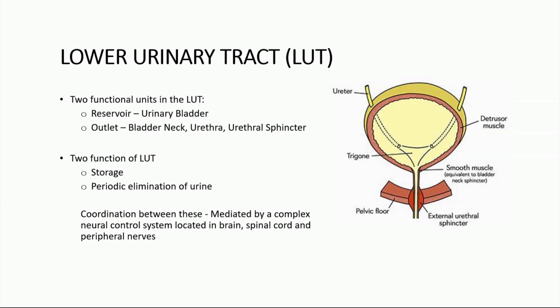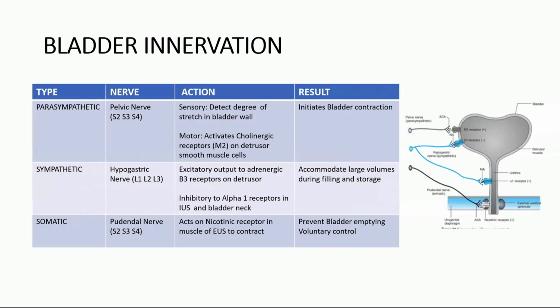Now, the coordination between these two is mediated by a complex neural control system located in the brain, spinal cord, and the peripheral nerves. Which brings us to the innervation of the bladder. It is supplied by three nerves: the pelvic, hypogastric, and the pudendal nerve. The pelvic nerve has both sensory and parasympathetic fibers.